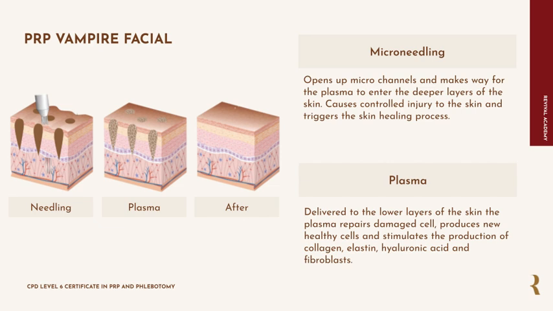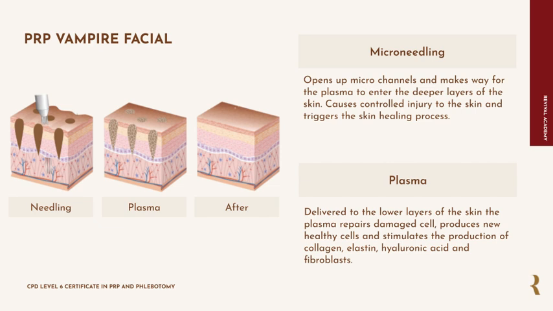Now, the vampire facial, and what does it include? As you can see here, we have the microneedling with the plasma in combination. So what does the microneedling actually do? The microneedling will allow you to open up microchannels into the skin. So that is great for delivering product into the deeper layers of the skin. But also the actual micro needles by themselves can cause a controlled injury. And as you know, a controlled injury to the skin would actually trigger the healing process as well. So it's really amazing when microneedling is used together with the plasma.